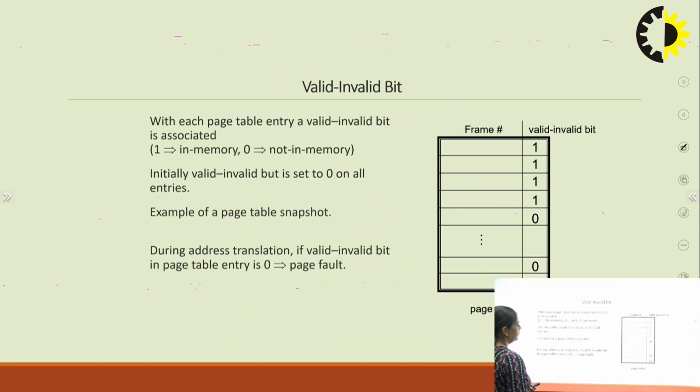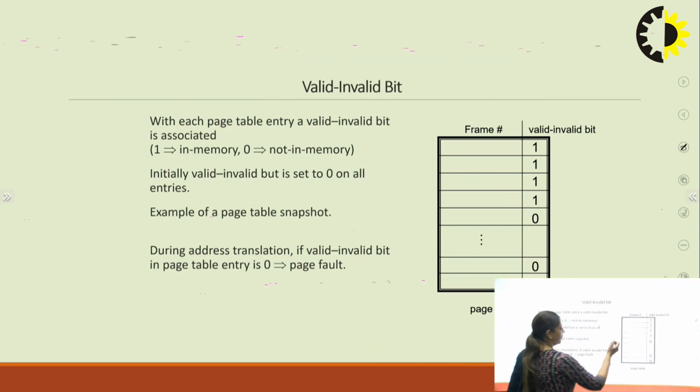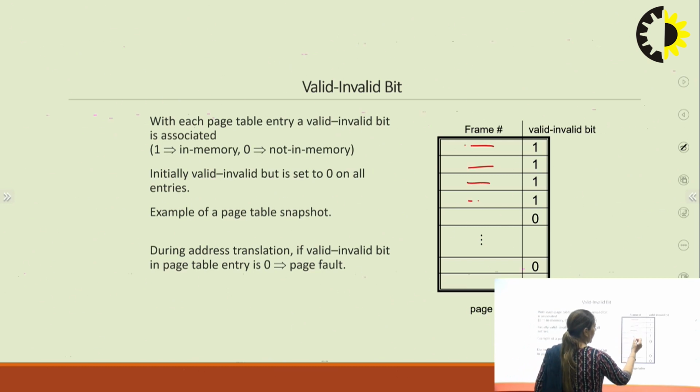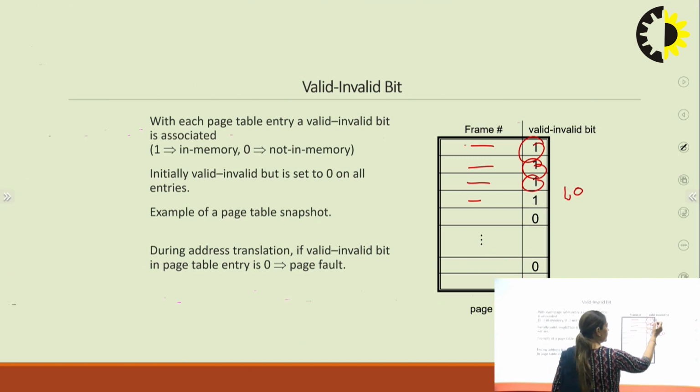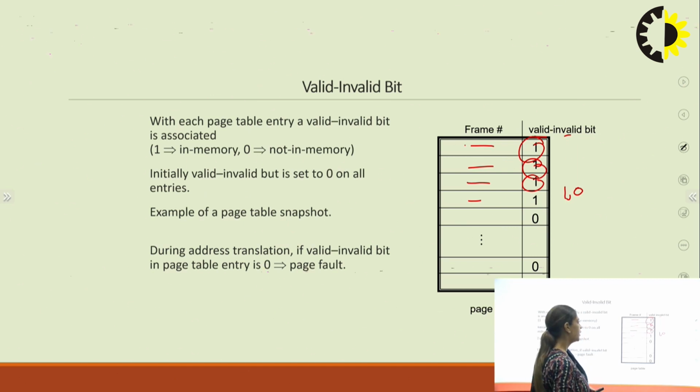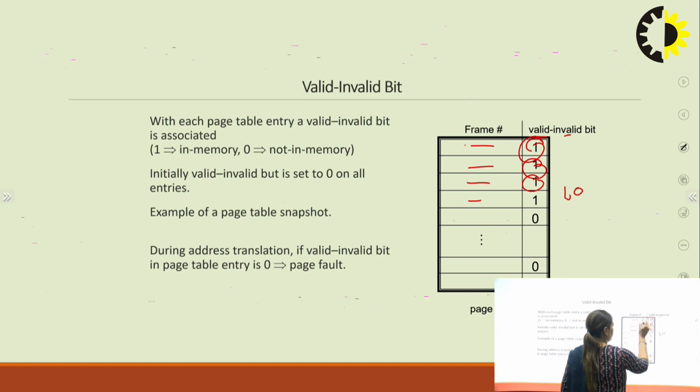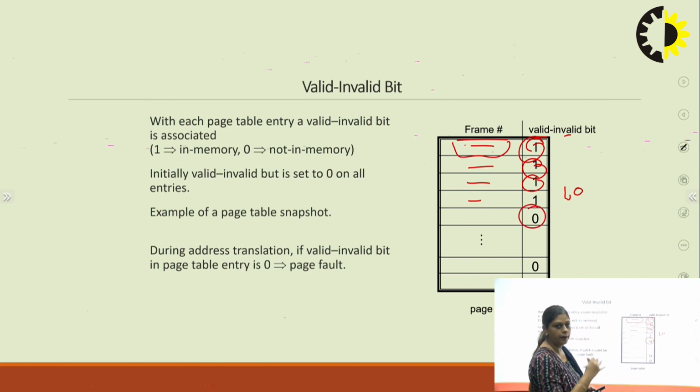Now see, when there is a page table, we have the frame numbers and some bits associated with them. It is either 1 or 0. That means this is a valid or invalid bit. If it is 1, then it is valid, and if it is 0, then it is invalid. Valid means this particular page is present in the memory, right? And if it is 0, this means the page has to be brought from the backing store. It is not in the memory.